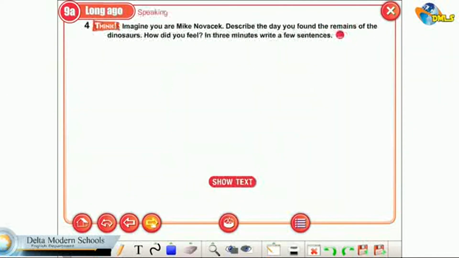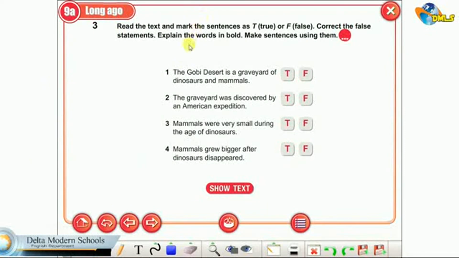Now let's move to exercise 3. You have to read the text and mark the sentence as true or false. And of course, correct the false statements. Okay, are you ready? So, you will read each one of these sentences to answer it, but of course, after reading the text. You have just 2 minutes to read the text and answer these questions. Go ahead.